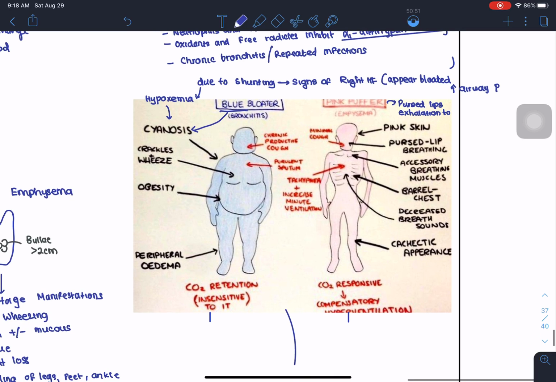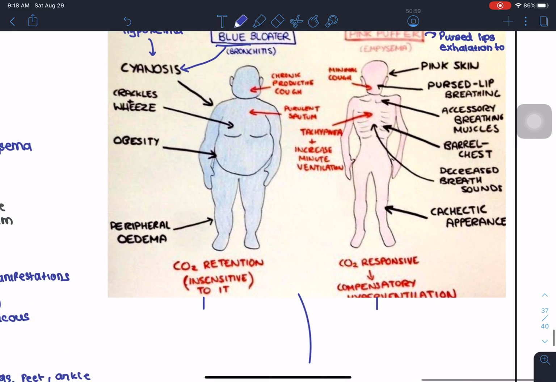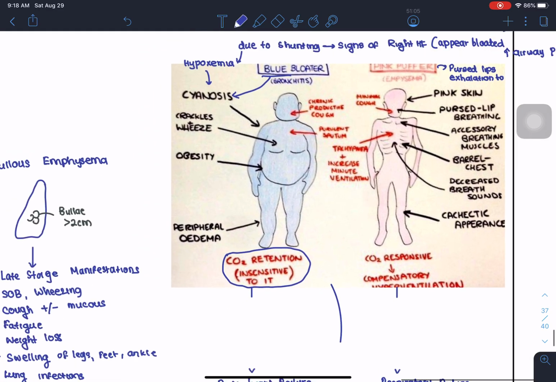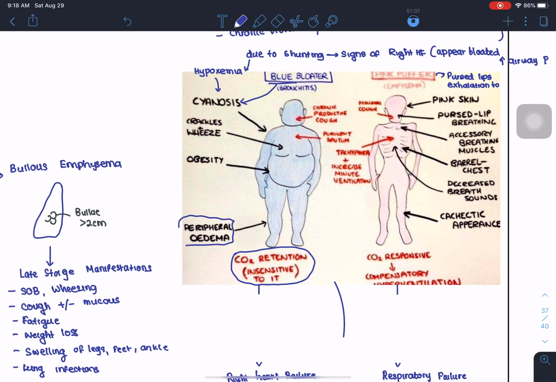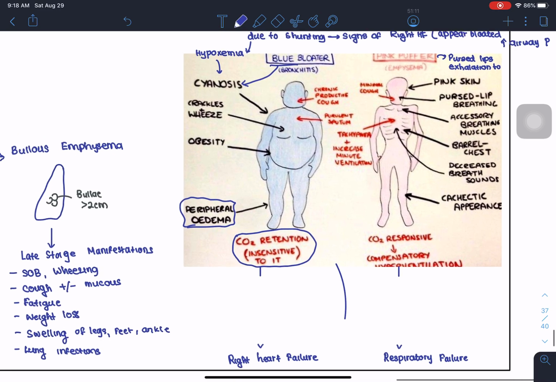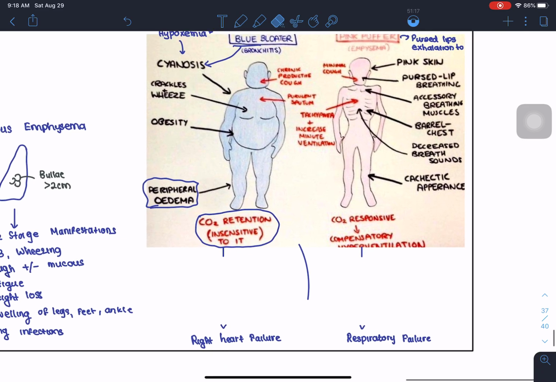And the reason for the bloating is signs of right heart failure. Now this patient, as I told you, has carbon dioxide retention because the patient is insensitive to it. You get peripheral edema due to right heart failure. Obesity in the sense they look bloated, and you get wheezing and crackles.